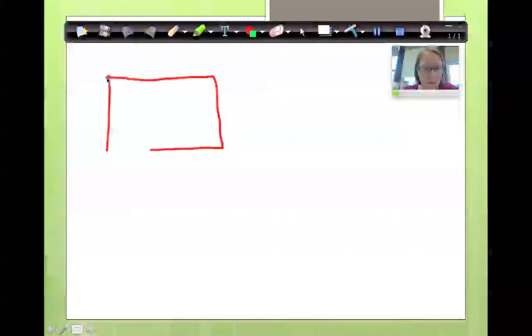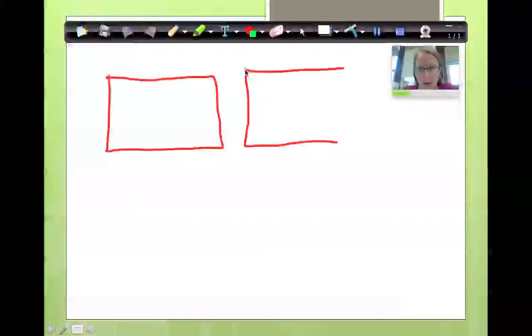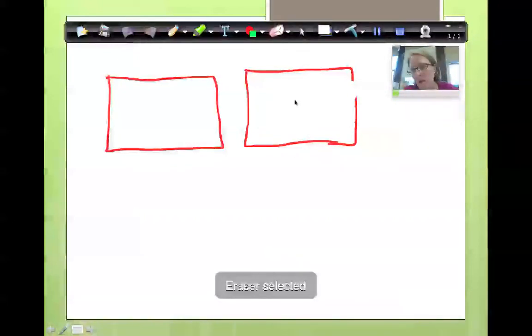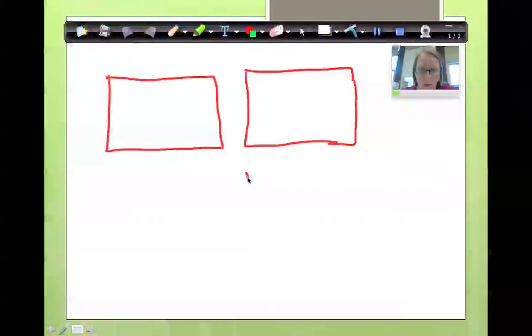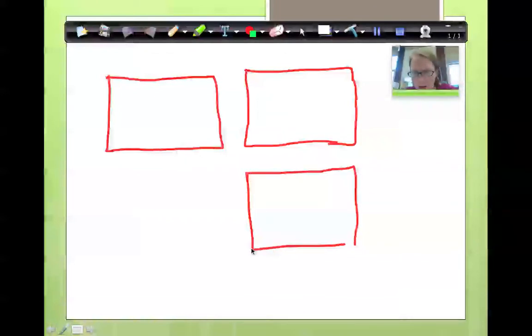Now, please draw 3 rectangles about the same size. Try to make them as close to the same size as you can. Otherwise, it won't be obvious what I want to show you. Trying to kind of line them up to make them as close as I can. Okay, now, each one of these rectangles represents 1 whole.